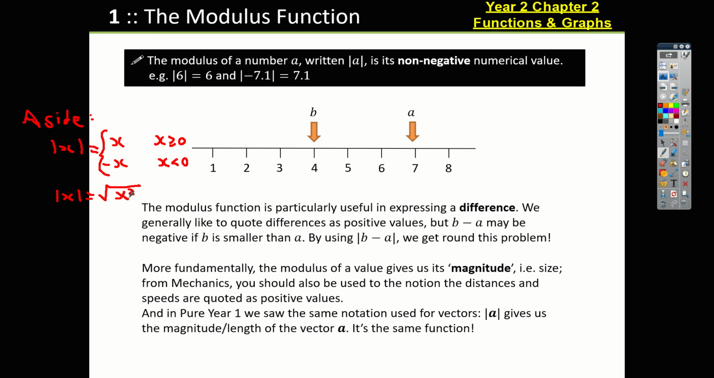Okay, so the x squared in the middle makes it positive no matter what, and then the square root takes the positive square root. So you'll either end up back where you started, or you've made your negative number positive at the end. Okay, so that's one way. The third way is you can say, okay, so you take a look at two numbers, which is going to be x and minus x, and then just say which one is the biggest.